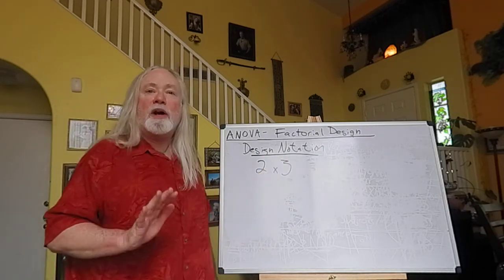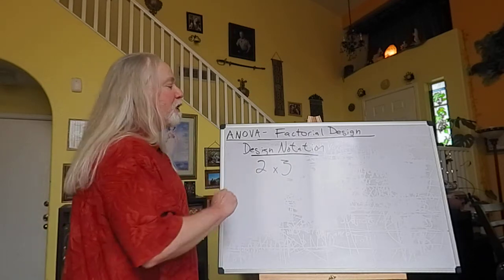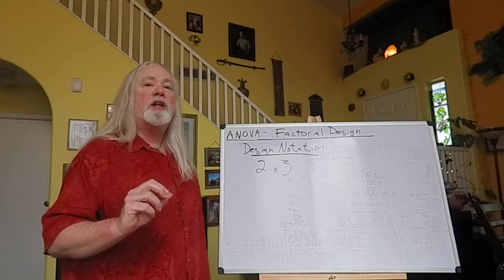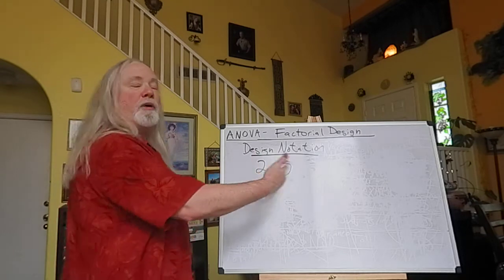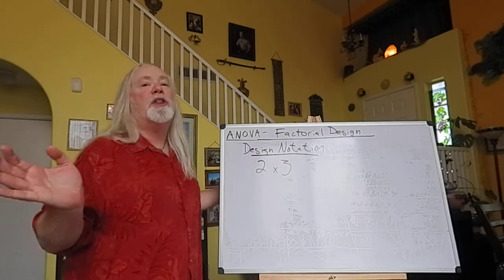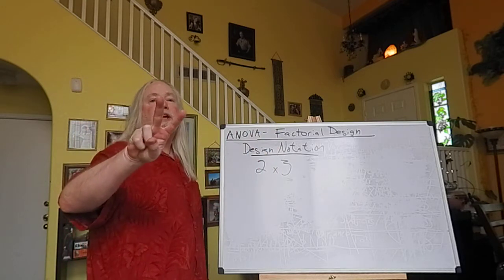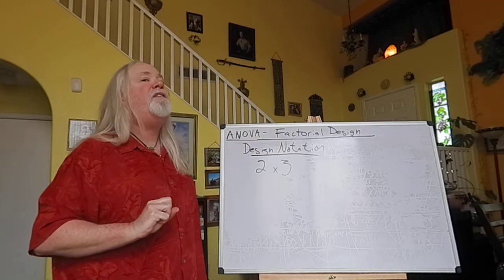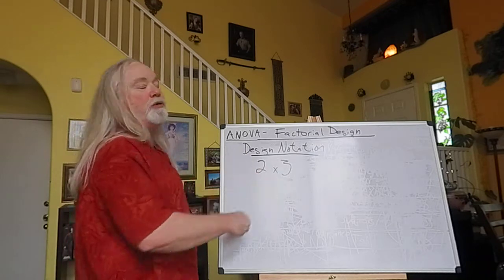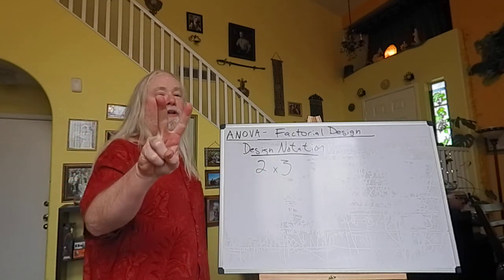So how do we break this down? What do we say if we say it's a 2 by 3? The first thing you want to look at is how many numbers are written up there. The value of the numbers is irrelevant. So 2 by 3, there's 2 numbers there. What that tells us is how many factors there are. I see 2 numbers, that means there were 2 factors.